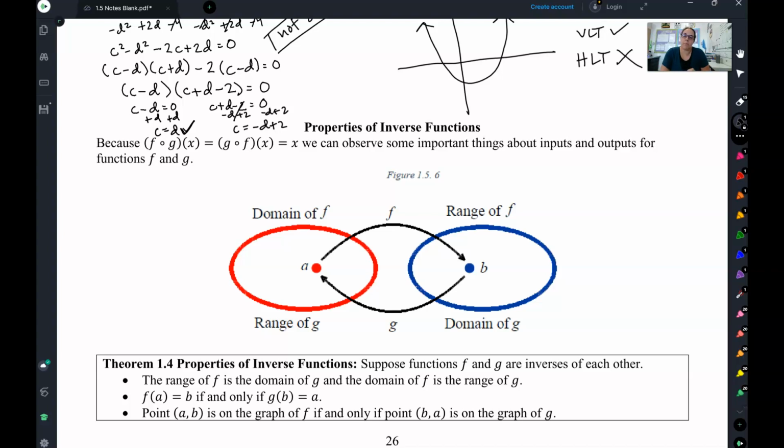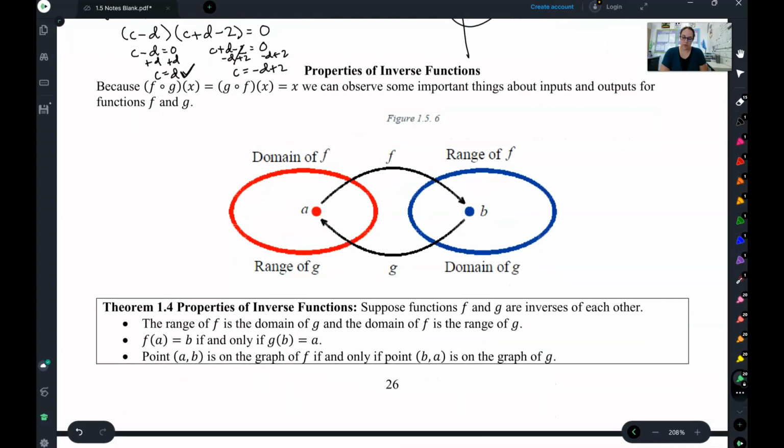Let's talk about some properties of inverse functions that are really important and you really need to know. Now, here's the first one that is really cool. The range of f is the domain of g, and f and g are inverses. So essentially, the range of the original is the domain of the inverse, and the domain of the inverse is the range of the original.